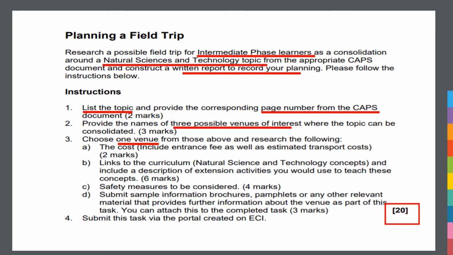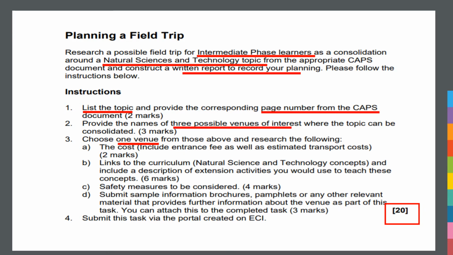Point number 2, provide the names of 3 possible venues of interest where the topic that you have selected can be consolidated. So in order to get the 3 marks, you need to make sure that the 3 possible venues of interest that you select have to link to the topic that you've selected.